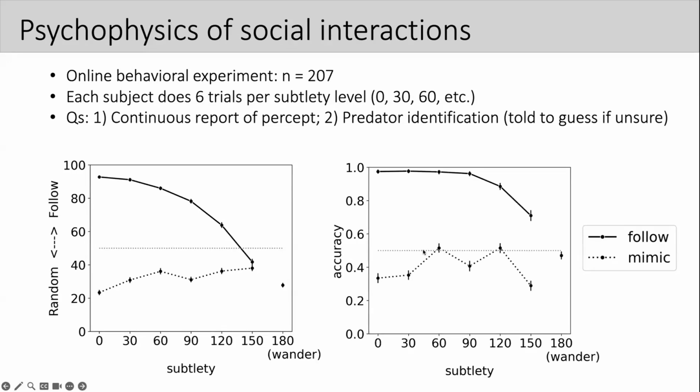And then if we look at accuracy, we see a similar trend, although interestingly, even at these higher subtlety levels, where obviously they're reporting some degree of a social presence but kind of below the 50% line, they're still actually quite accurate at determining or guessing who the predator was. So this is group level results.